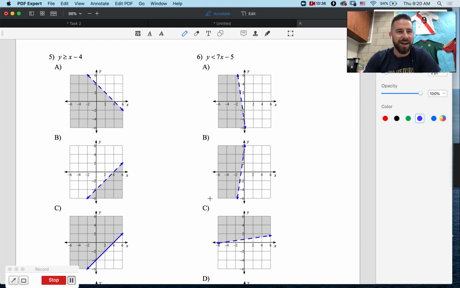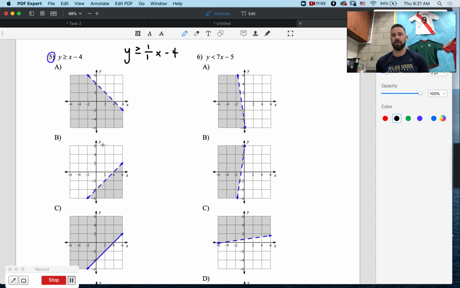Okay, so number five, why don't you kids go ahead and attack number 5? My advice to you is to rewrite it. So I would actually rewrite it. Y is greater than or equal to, there's nothing in front of the x, which means it's 1. So we're going to write that as a fraction, 1 over 1, x minus 4.